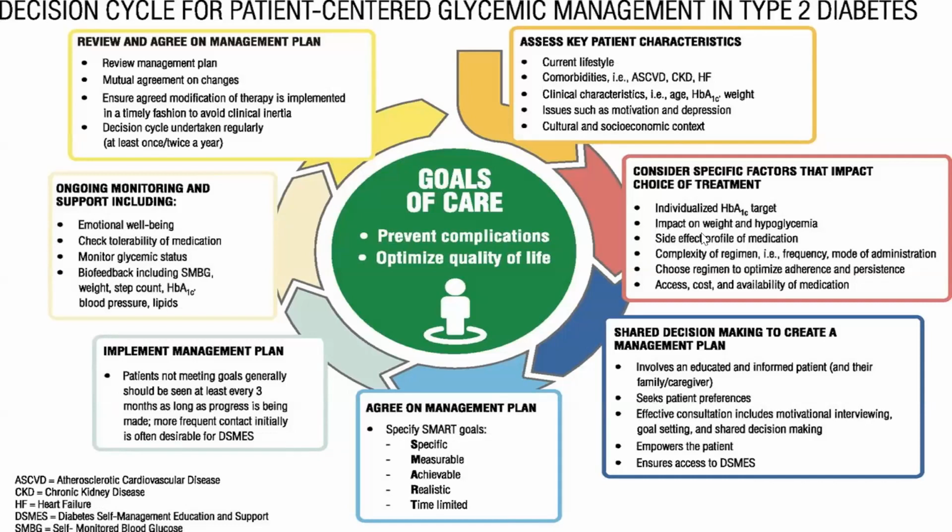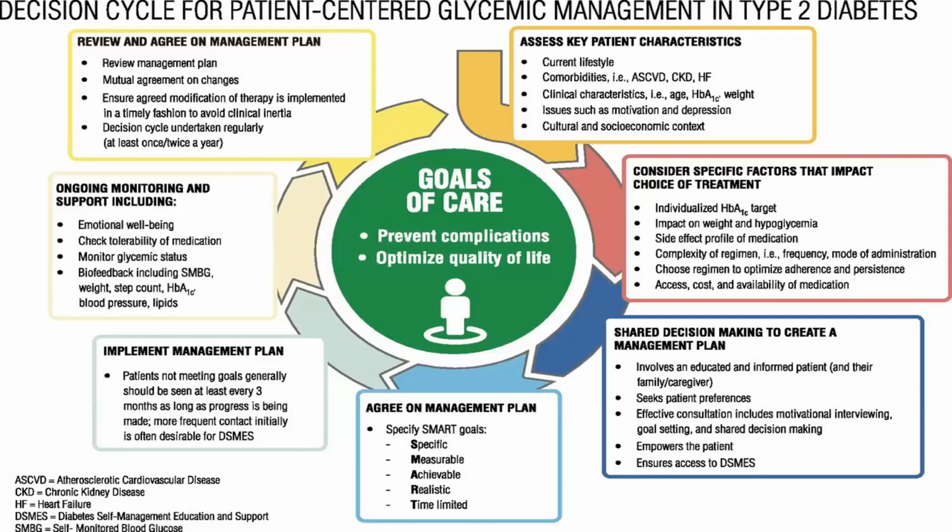You look at the impact of the treatment on the weight and hypoglycemia, because we want good treatment, good care, but we avoid hypoglycemia because there's no hypoglycemic episode that is benign. You look at the side effect profile of every medication. If you have a heart failure patient or a chronic kidney disease patient, you cannot treat them the same way. You look at the complexity of the regimen.